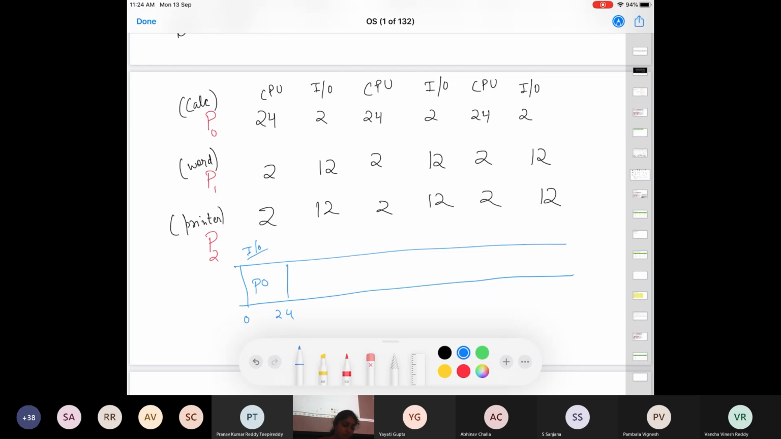And what happens after this 24 time? P0 goes and does its input output. It requires input output for a very small amount of time. It finishes in 2 milliseconds and comes back and sits in the ready queue. It's ready again to take the CPU, right? After 24, P1 runs till 26, P2 runs till 28. During all this time, P0 is back and sitting in the ready queue. After this, P1 and P2 go to finish their input output. After 12 milliseconds they will be back. So 28 plus 12 is near 40.